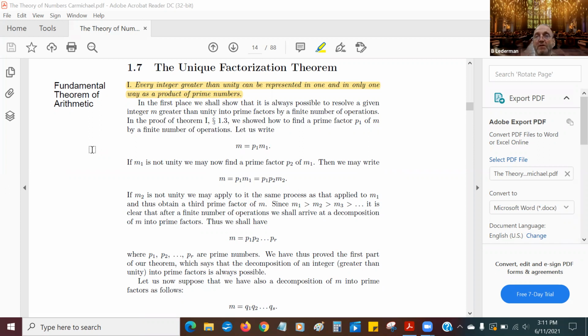Anyway, this is very fundamental, and here's what it says: every integer greater than unity, greater than 1, can be represented in one and only one way as a product of prime numbers.